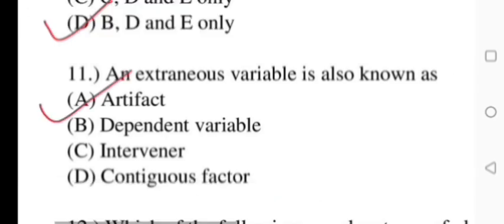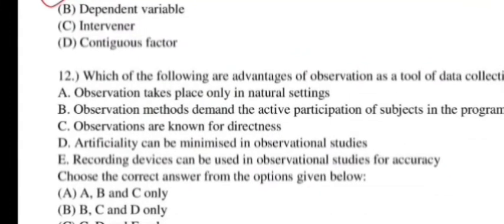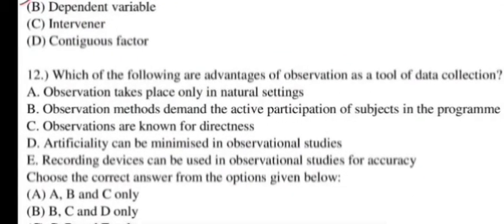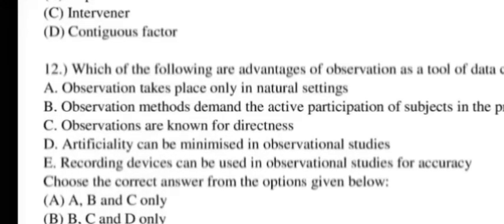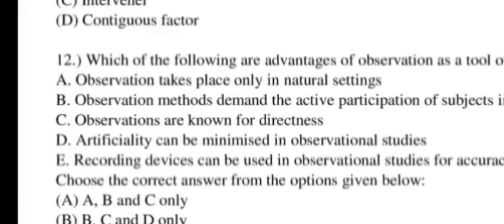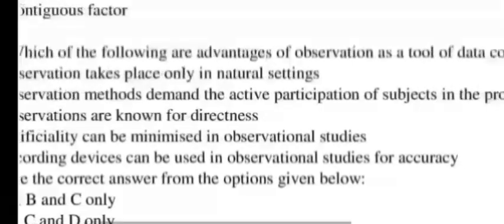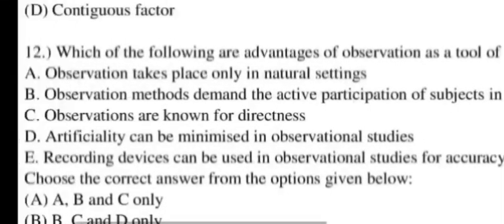Please verify it. Then number 12 says, which of the following are advantages of observation as a tool of data collection? A, B, C, D, E are the options for you. A, observation takes place only in natural settings. B, observation methods demand the active participation of subjects in the program. C, observations are known for directness. D, artificiality can be minimized in observational studies. E, recording devices can be used in observational studies for accuracy.